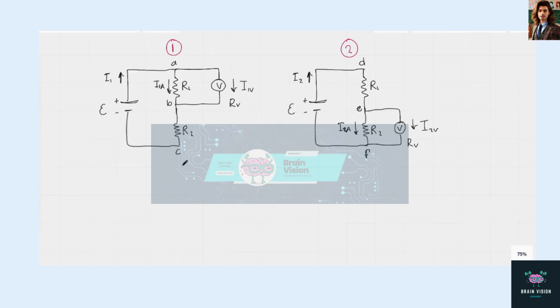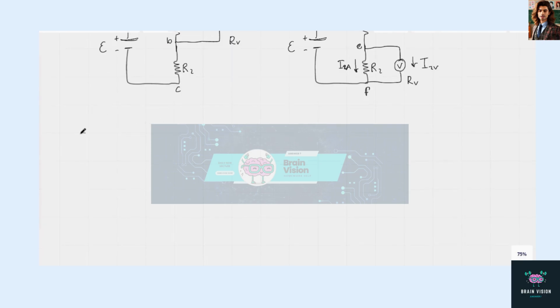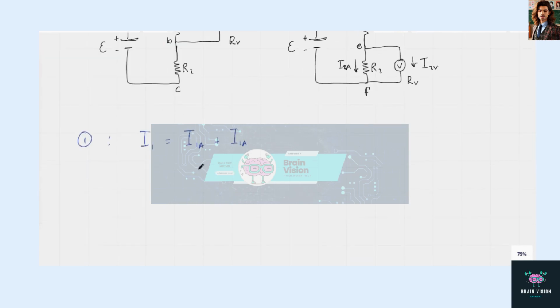So we'll firstly draw two diagrams, and on the left we'll connect the voltmeter across the first resistor, and on the right in diagram 2 we'll connect the voltmeter across resistor 2. Now we can find our currents, and we'll first look at diagram 1. So we know the current I1 is equal to the current in the branches I1A plus I1V. So the current across the resistor plus the current across the voltmeter gives us the total current, or the maximum current, I1.